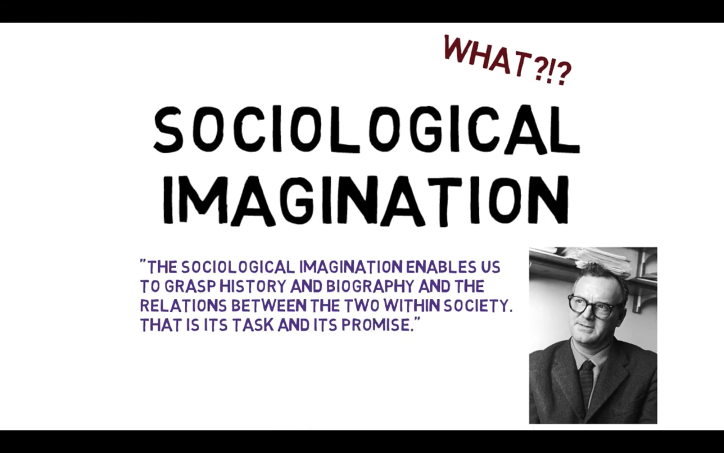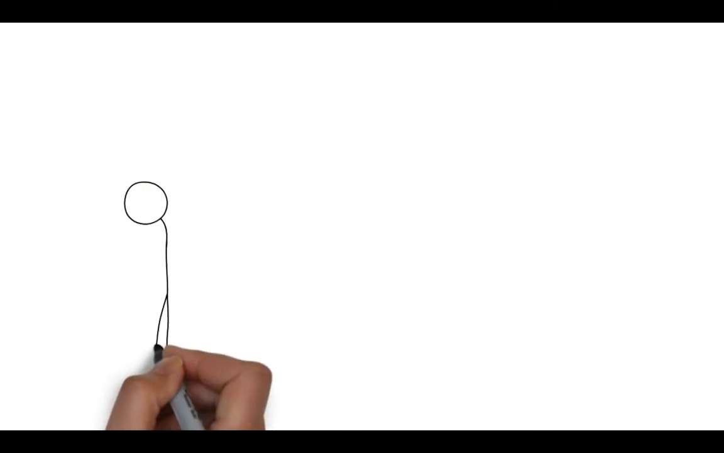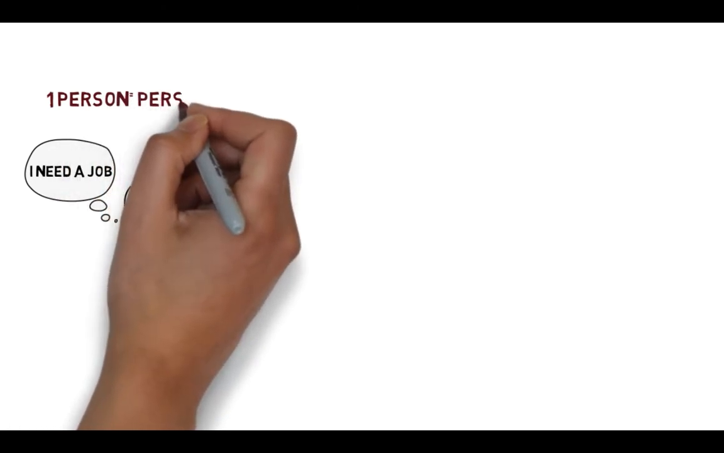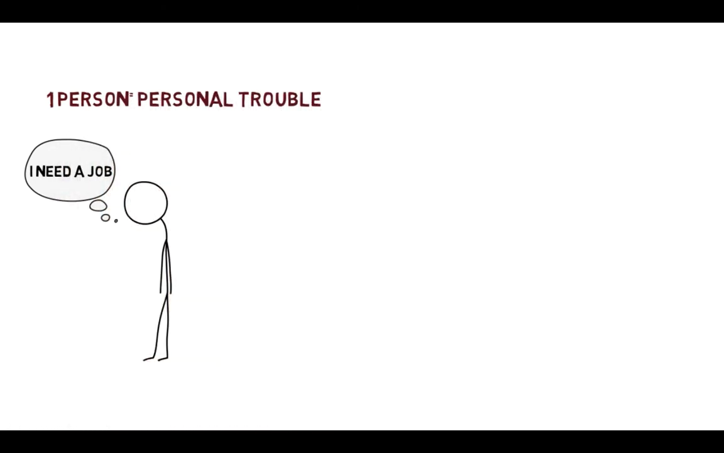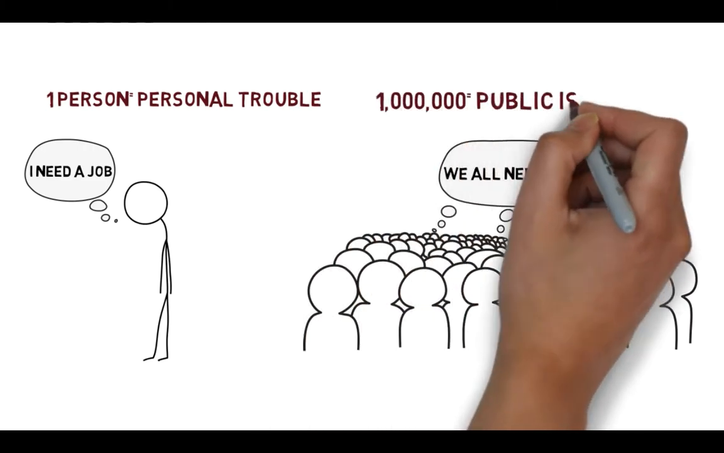The concept is to understand the distinction between a person's troubles and public issues. At what point does something such as unemployment or trouble finding a job shift from being a personal problem to a public issue? If one person is unemployed, that is a personal problem. If 1 million out of 10 million people cannot find employment, that is a public issue.